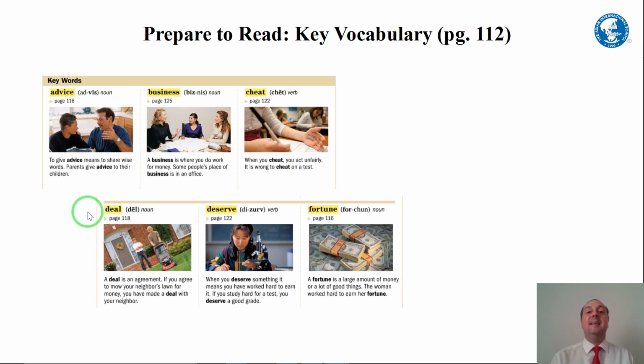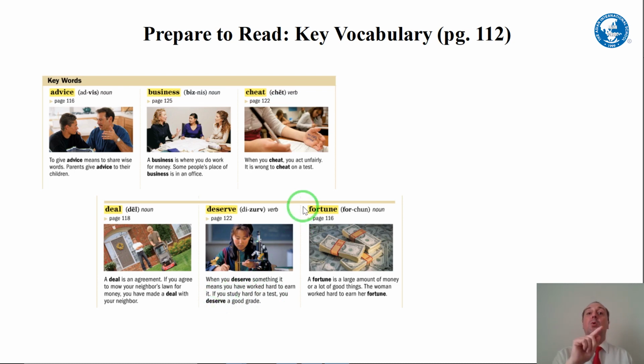Next, we have deal. A deal is an agreement. If you agree to mow your neighbor's lawn for money, you have made a deal with your neighbor. Next one, deserve. When you deserve something, it means you have worked hard to earn it. If you study hard for a test, you deserve a good grade.